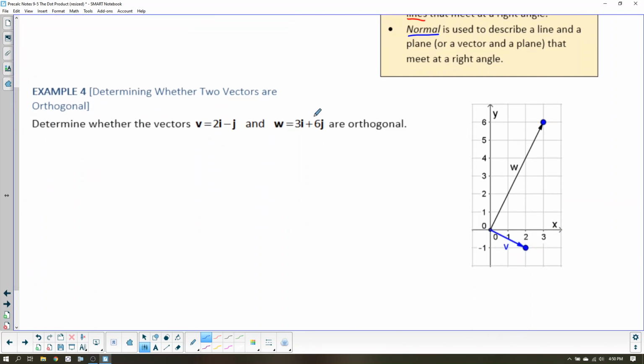Okay, so let's determine if these two vectors are orthogonal. According to what we just said, we need to check v dot w, and as long as the dot product is 0, then they will be orthogonal. That's going to be 2 times 3, multiply their horizontal components, plus multiply their vertical components. And you can quickly see, yes, indeed, the dot product is 0, so therefore v and w are orthogonal.